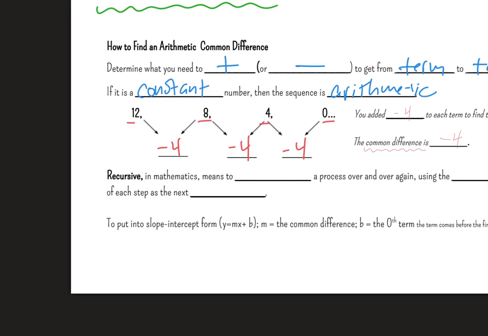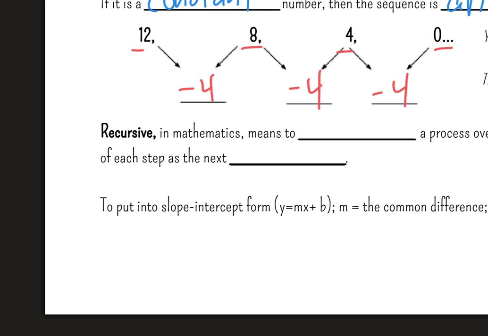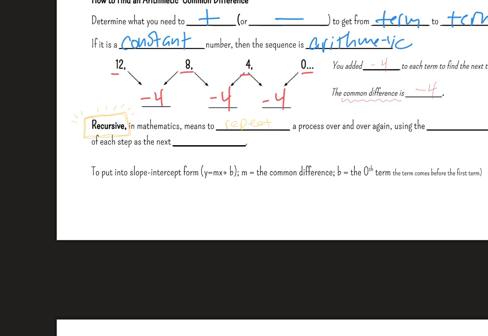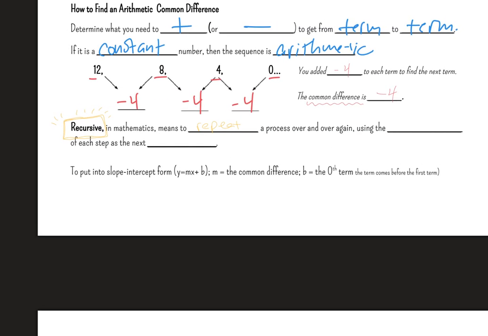So now we have a new word, recursive. I'm going to put it in a box because it's special. A golden box even. Shiny golden box. Yay. Recursive in mathematics just basically means to repeat. You repeat a process over and over again using the output of each step as the next input.